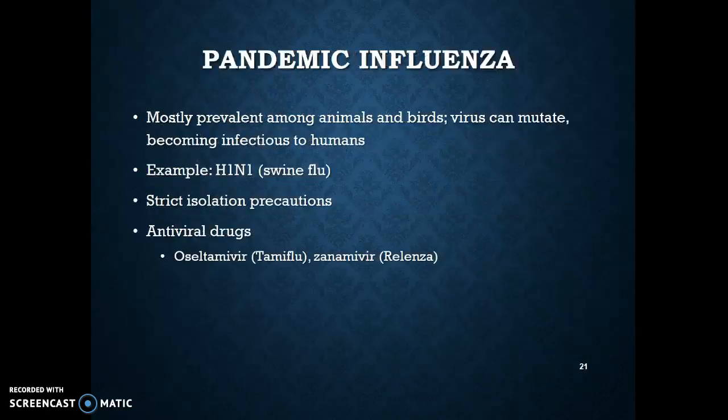You can have what's called pandemic influenza. This is when it's mostly prevalent among animals and birds. The viruses that are common to them mutate and become infectious to humans. And swine flu is an example of that. And again, antiviral drugs are given, and these patients are usually put on strict isolation.